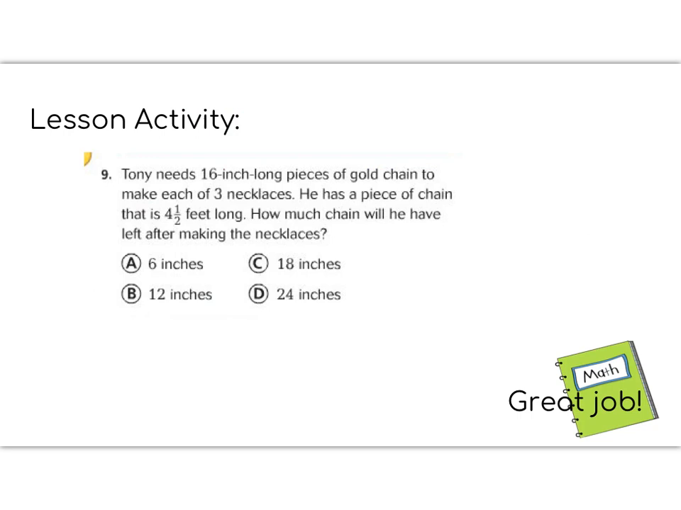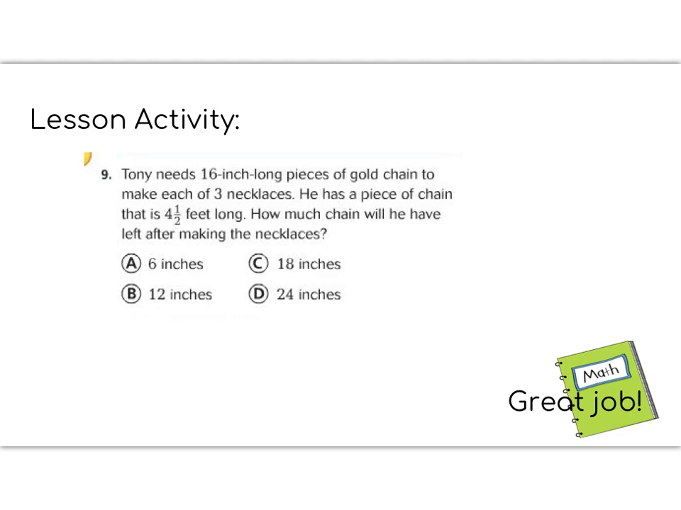All right, 5th graders, today's lesson activity is the test prep question. It is question number 9. It is all the way on the very back page. It says, Tony needs 16-inch long pieces of gold chain to make 3 necklaces. He has a piece of gold chain that is 4.5 feet long. How much chain will he have left after making the necklaces?